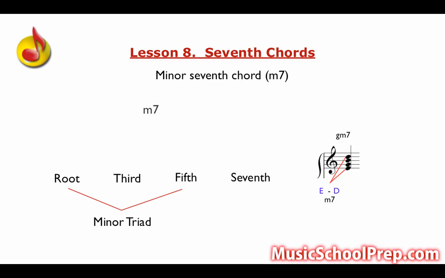A minor triad with a minor seventh between the root and seventh is called a minor seventh chord. In this example, the minor seventh interval between the E and D is outlined for you.